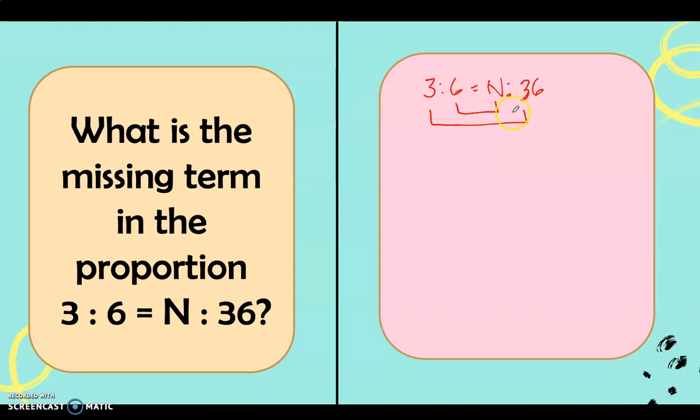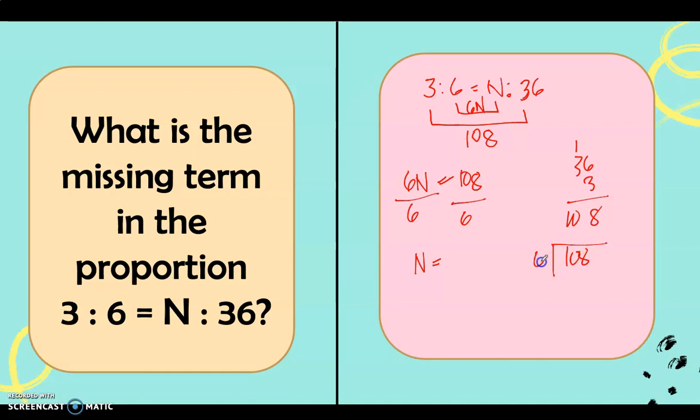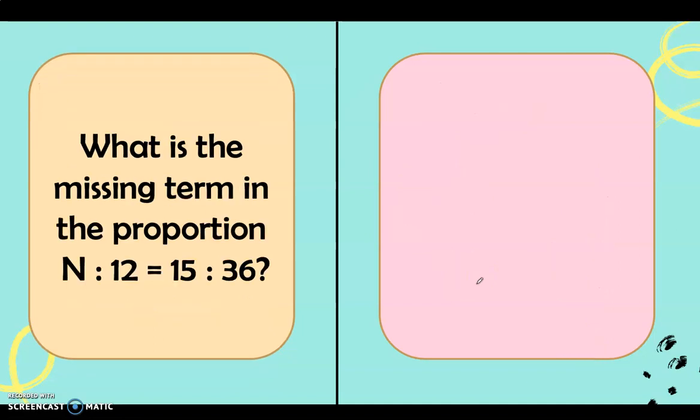Okay, so we have 36 times 3, that is 108. And then this one is 6n. So 6n is equal to 108. Divide both sides by 6. We have n is equal to 108 divided by 6, that is 18. So the answer is 18. The missing term is 18.